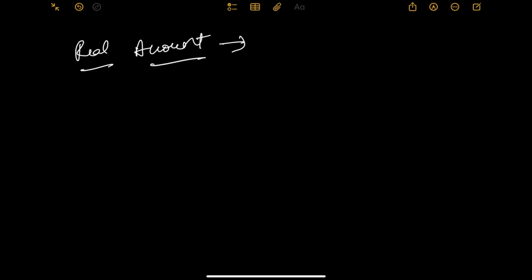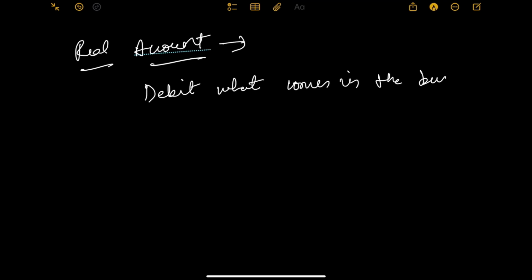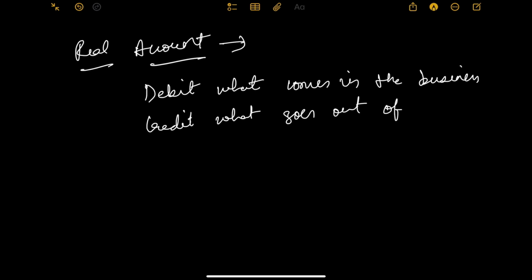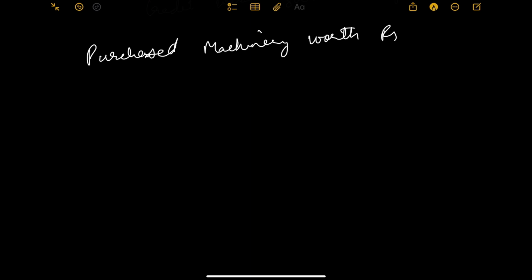So what is the rule for real account? Debit what comes in the business and credit what goes out of the business. Suppose, I'll take an example. Purchased machinery worth rupees 50,000 on cash basis. Okay, on cash basis.